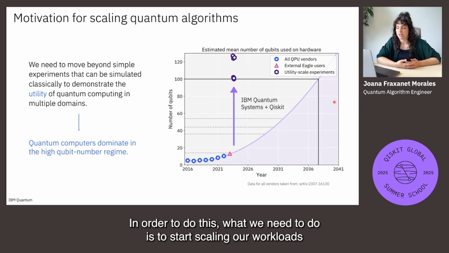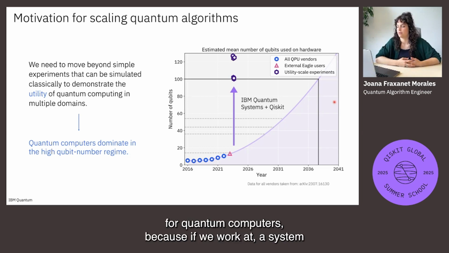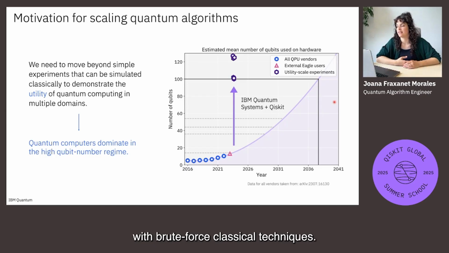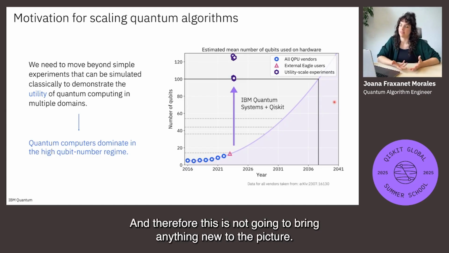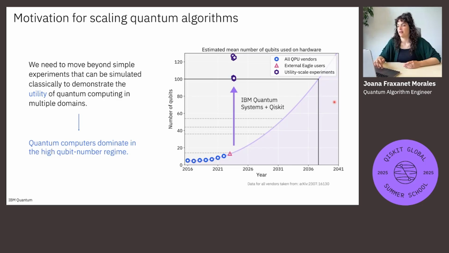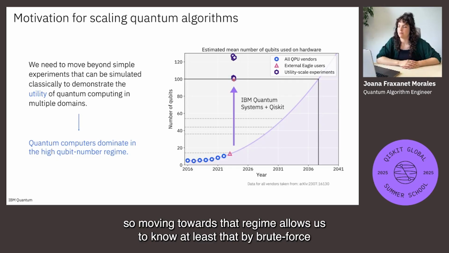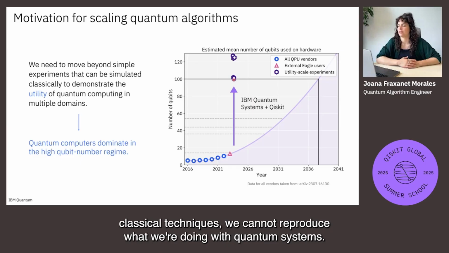In order to do this, what we need to do is to start scaling our workloads for quantum computers, because if we work with a system of 20 qubits or less, we have something that can be simulated with brute force classical techniques, and therefore this is not going to bring anything new to the picture. For example, IBM quantum systems, all of them already have more than 100 qubits. So moving towards that regime allows us to know at least that by brute force classical techniques, we cannot reproduce what we're doing with the quantum systems.